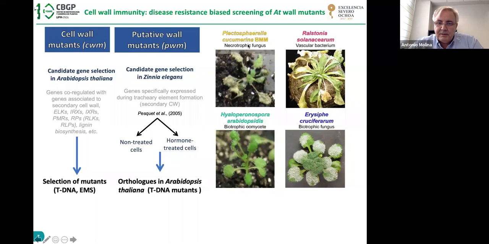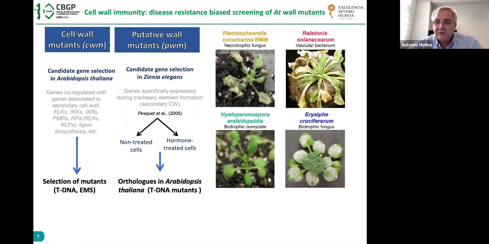So we used Plectosphaerella cucumerina, the necrotrophic fungus that we work with. Actually, we just published also in MPMI the genome sequence of this fungus and 2 additional strains, and also the transcriptomic analysis of the interaction between Plectosphaerella and Arabidopsis. You want to look at the paper. We used also Ralstonia solanacearum, that is a vascular bacterium.